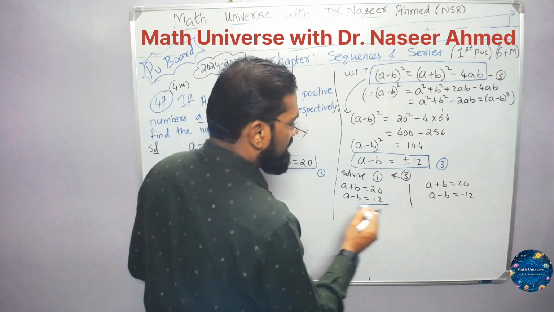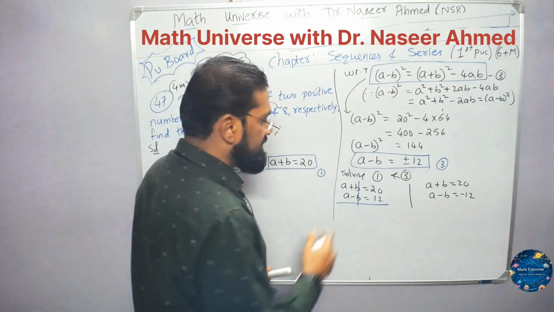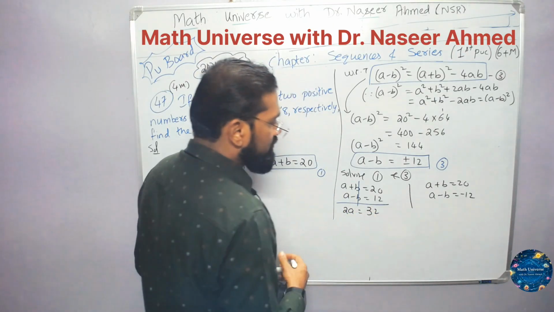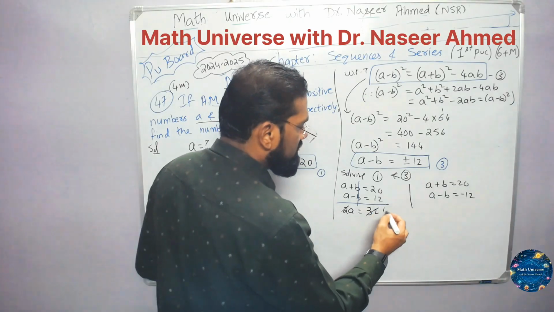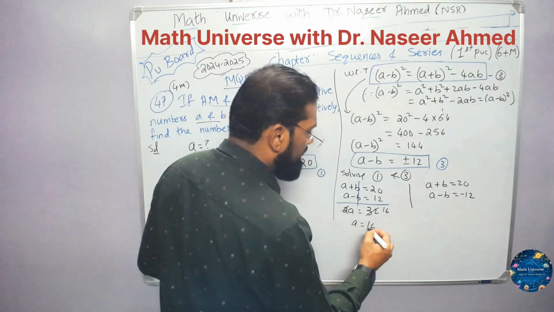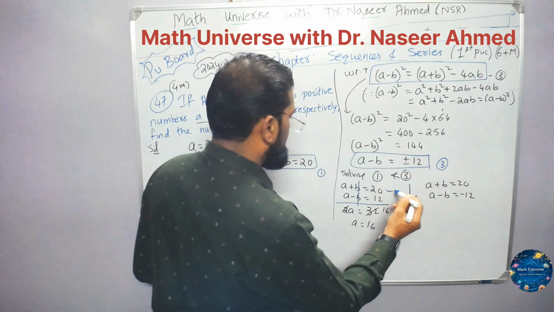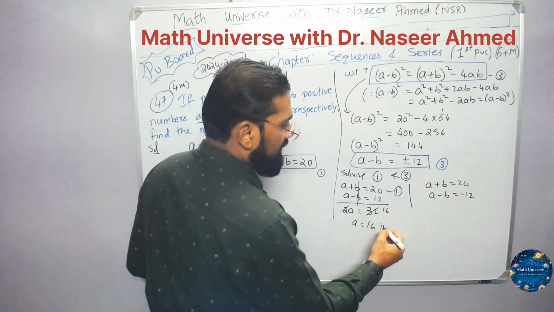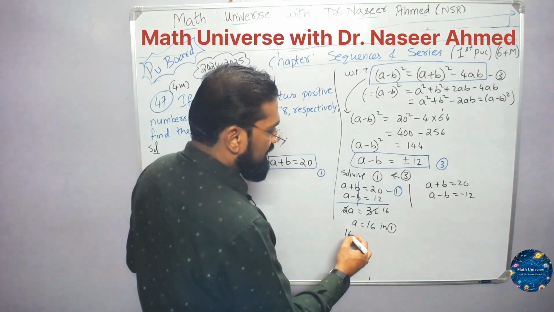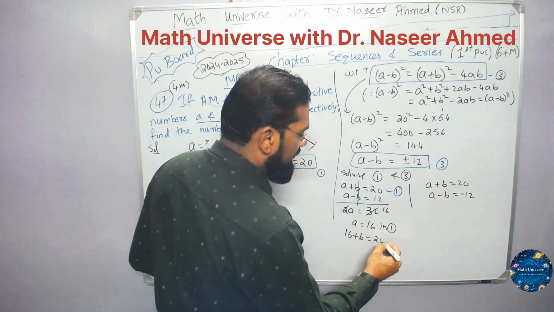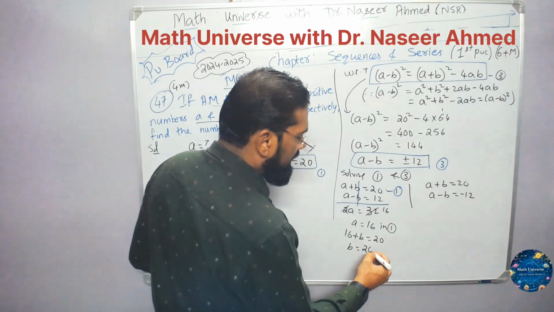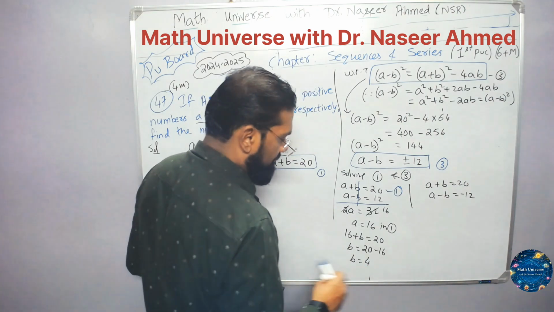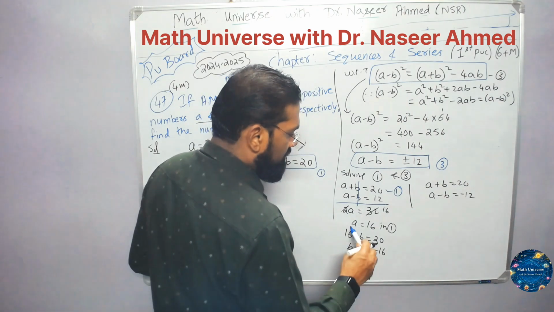Now by elimination method, plus B minus B will get cancelled. A plus A will be 2A, is equal to how much here? 32. So simplify, 2A is 32, so A is equal to 16. This is our equation number 1. So if I put in equation number 1, we get 16 plus B is equal to 20. B is equal to 20 minus 16. B is equal to 4. We want those two numbers?